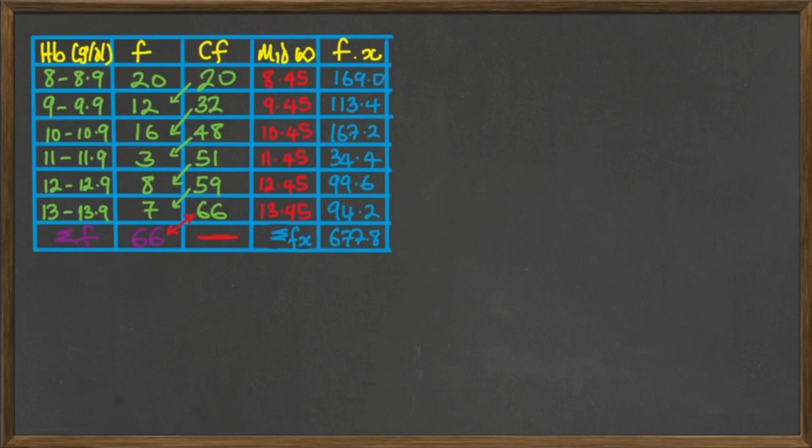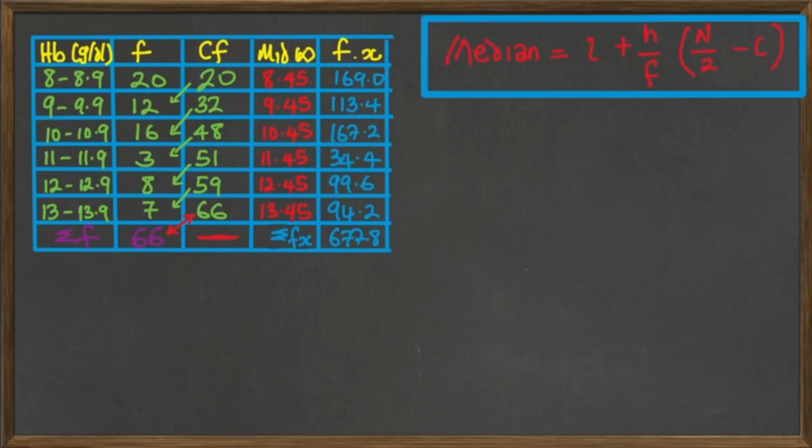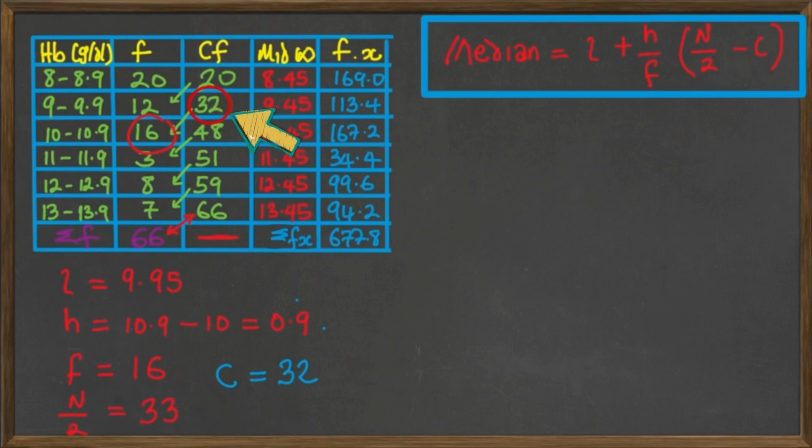This is our median formula. Remember, L is equals to 9.95. Our H is the width of the median class. Okay, so we're just going to put that. And how do we do this? We'll just subtract the lower class limit from the upper class limit, and that will give us our H. Our F, which is the frequency of the median class, we can see there is 16. All right, and then our N over 2 is equals to 33, like we've computed before. And then our C, we said, is the cumulative frequency just above the median class.